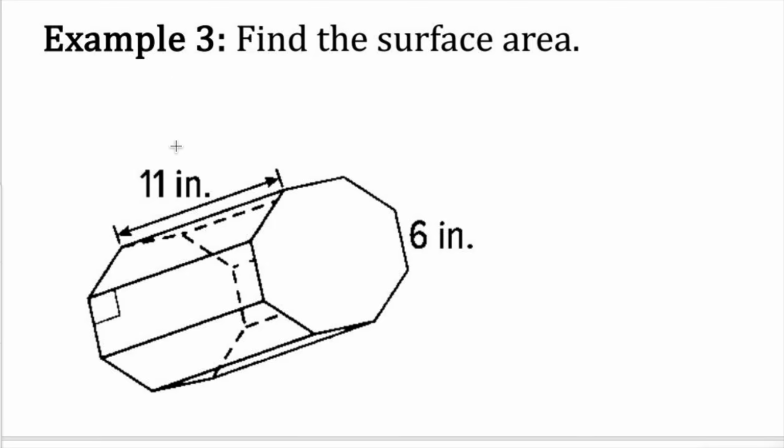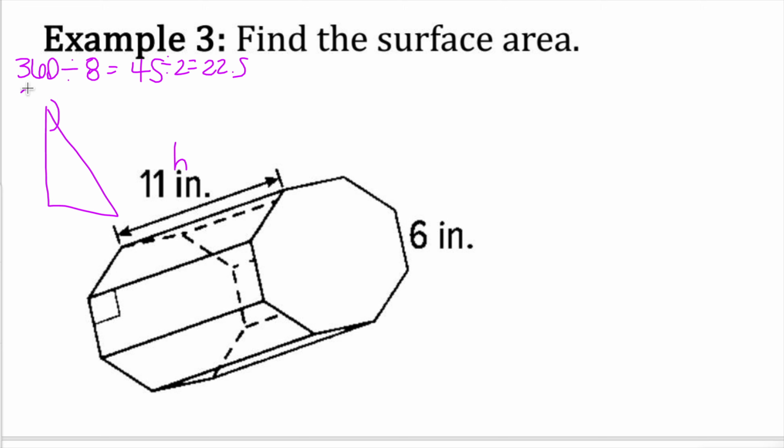We do have the height, but what we don't know is the area of this base. This is an octagon, so we're going to repeat those same steps we saw in the beginning of chapter 11. So 360 divided by 8 sides is going to give us 45 degrees for that central angle. But cutting that in half because we want to find the apothem, that's going to be 22.5 for this upper angle here. I don't know the apothem, but I do know half of that side length, or half of the base, is 3.